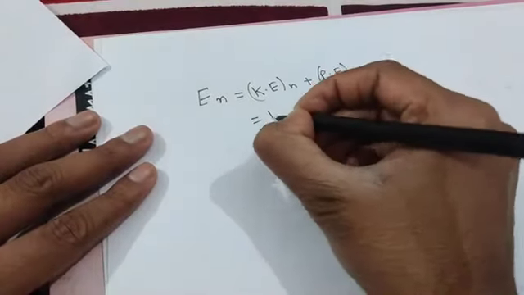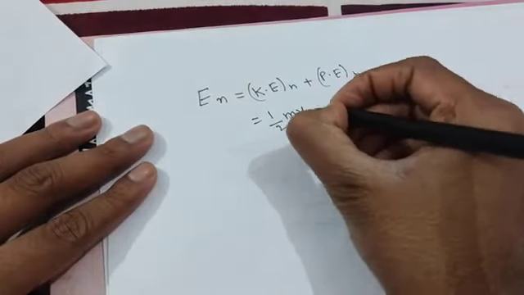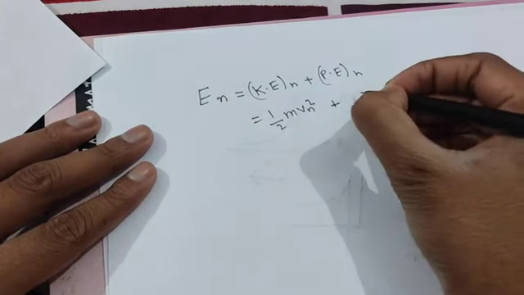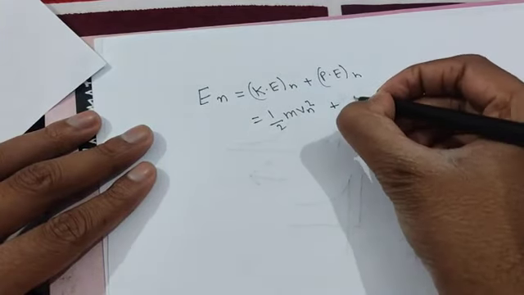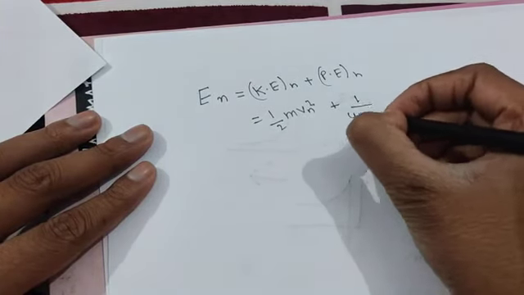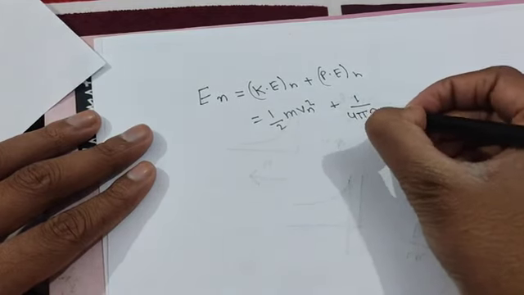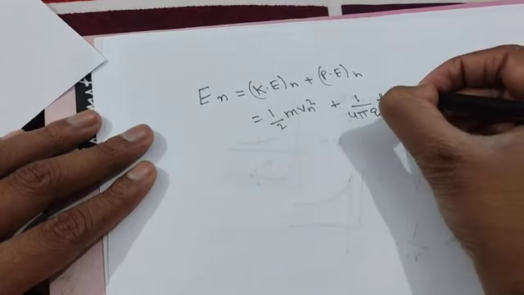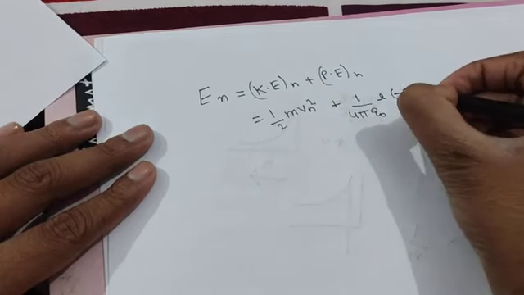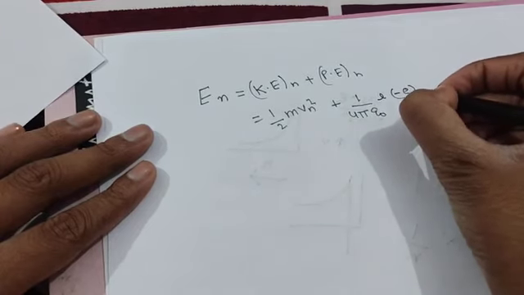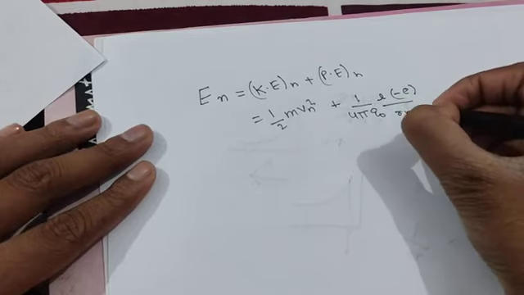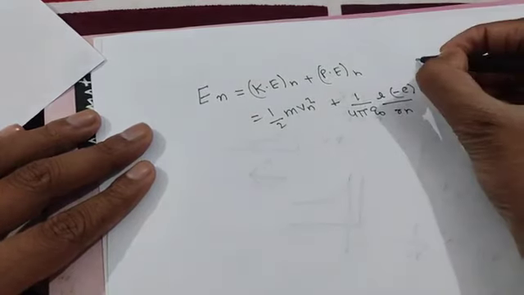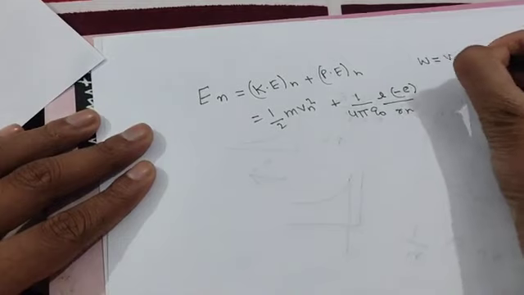We know the kinetic energy is half mVn square, and the potential energy is 1 by 4 pi epsilon naught, with a negative sign, e square by Rn. This is how, like we know, work done is equal to VQ.